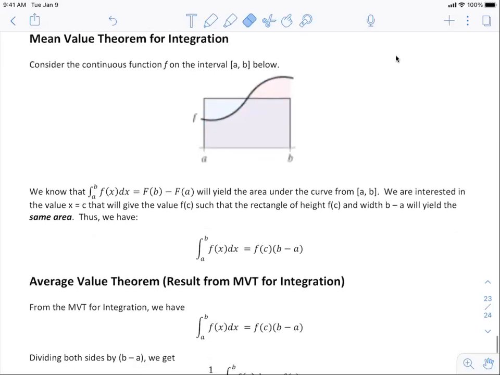Consider a continuous function on the closed interval a to b, and we know that the integral from a to b of f of x dx is equal to f of b minus f of a by FTC. We know that represents the area under the curve from a to b. What the mean value theorem is interested in is the value x equals c that gives the function value f of c so that the rectangle of height f of c and width b minus a will yield the same area.